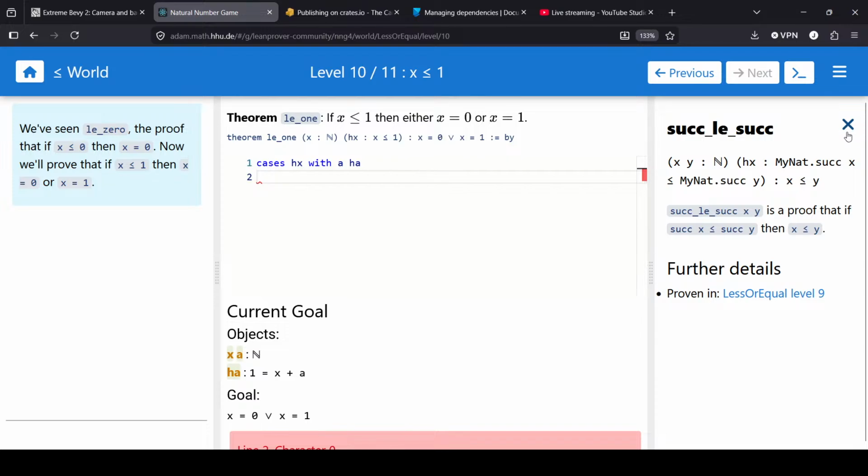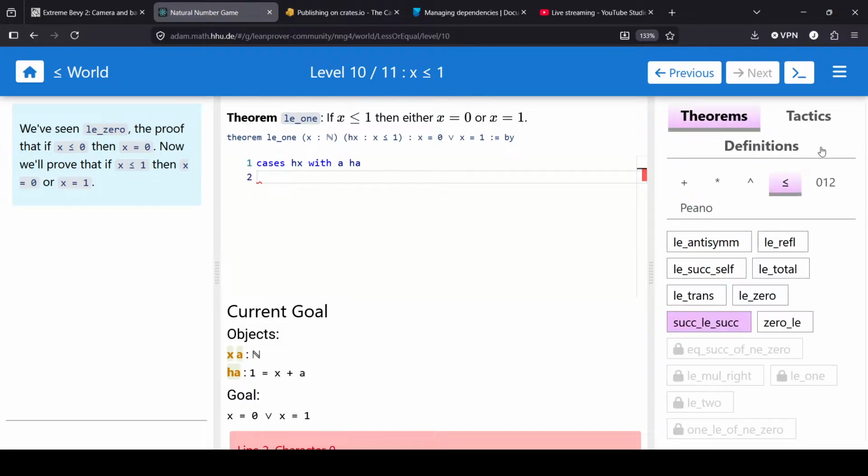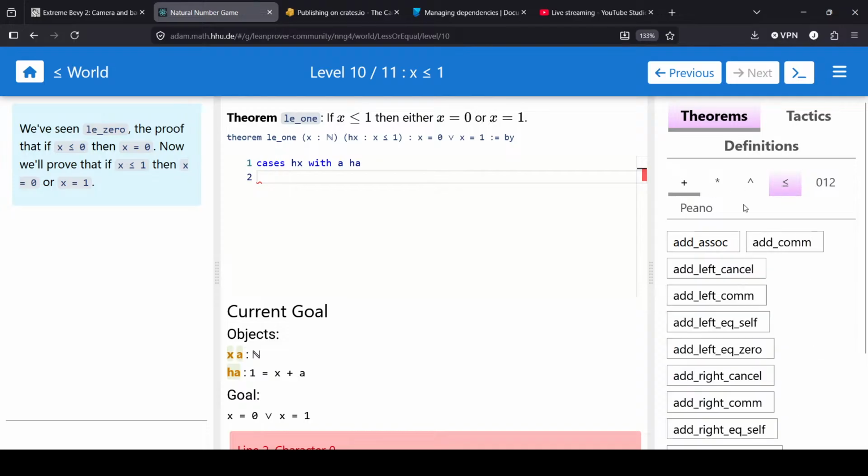Yeah, less than or equals world is crazy. Thinky puzzle gamers don't know how crazy less than or equals world goes.